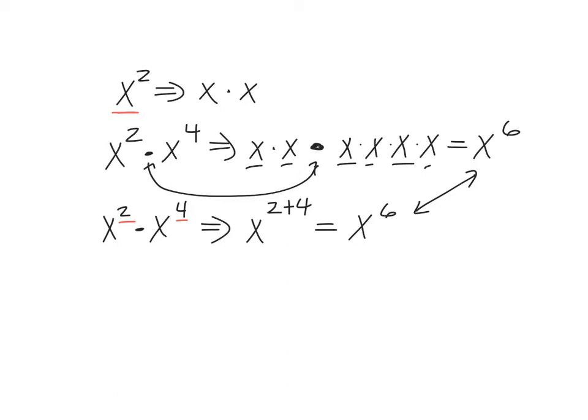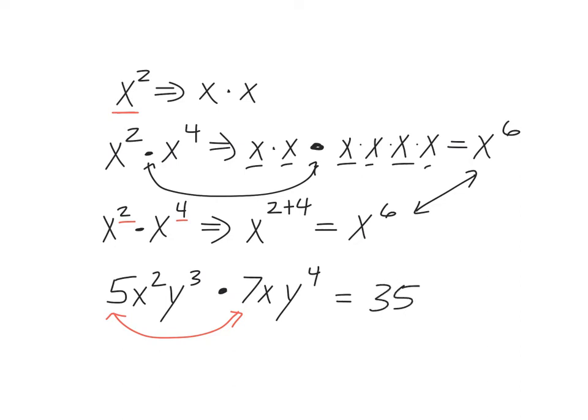Okay, so what about if you have multiple variables with coefficients, numbers? Let's say 5x to the second, y to the third, times 7x y to the fourth. Again, like I said earlier in the video, do the numbers on the calculator. Just do 5 times 7 on the calculator and get 35. Always deal with your numbers first. Then deal with your variables.